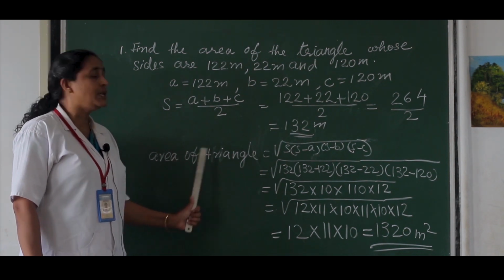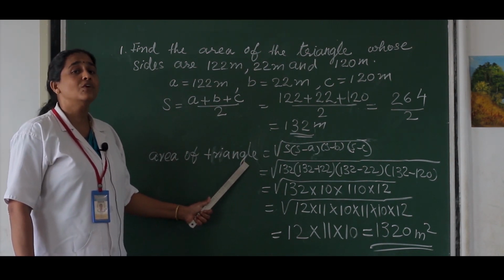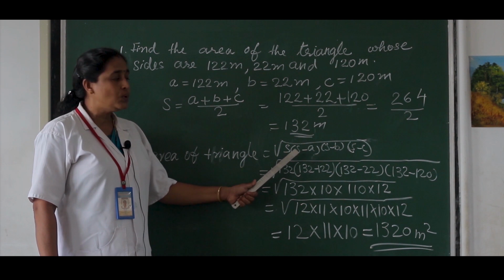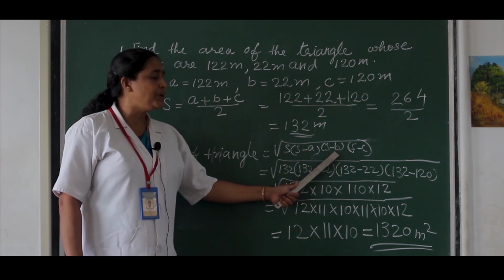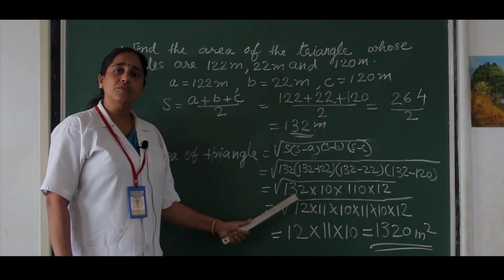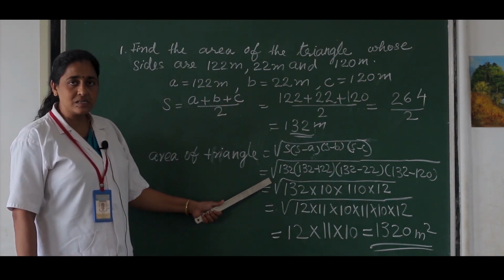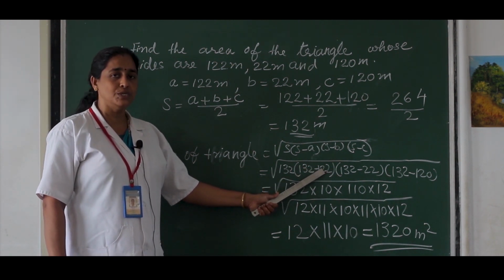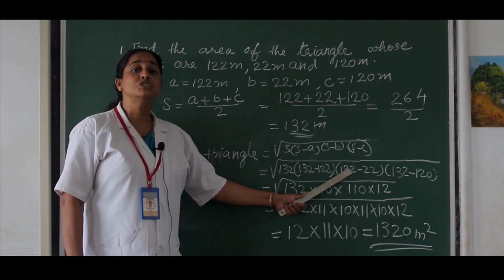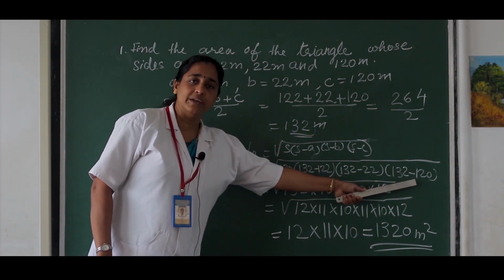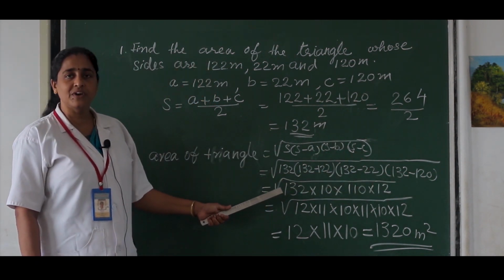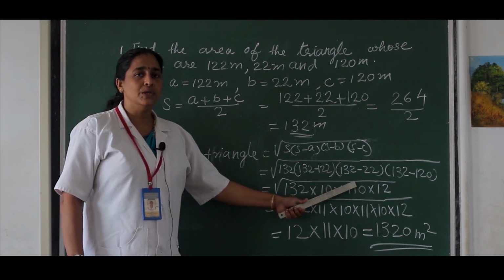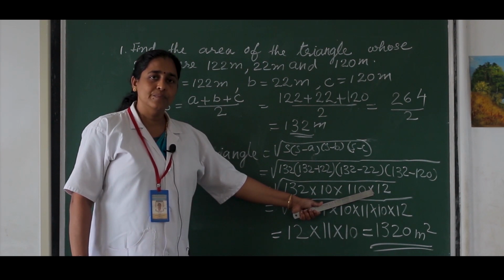Now we can find the area of the triangle. For that, we use Heron's formula, that is root of s into s minus a into s minus b into s minus c. Here we are substituting the values: root of 132 into 132 minus 122 into 132 minus 22 into 132 minus 120. We can simplify it, then it is root of 132 into 10 into 110 into 12.